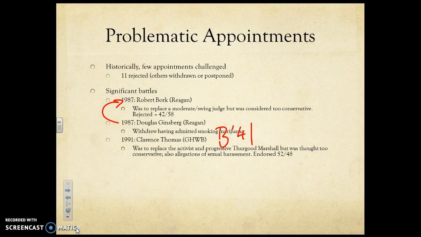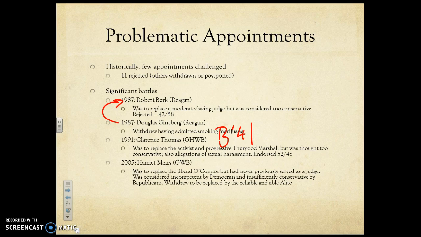Those of you who've done Oleanna in English literature will remember that particular story about a professor, I think it was, accused of sexual harassment. Well, that was based on Thomas. But anyway, he scraped through 52 to 48. And we've already mentioned Myers. She was perceived to be incompetent by Democrats and Republicans alike, and insufficiently conservative as well for the Republicans. She withdrew, and she was replaced by the very reliable Alito. So why he didn't appoint him in the first instance, I do not know. So anyway: withdrew, appointed, withdrew, rejected.